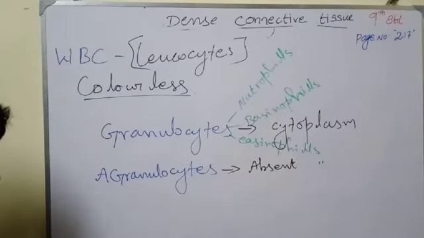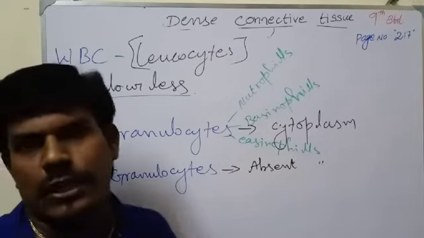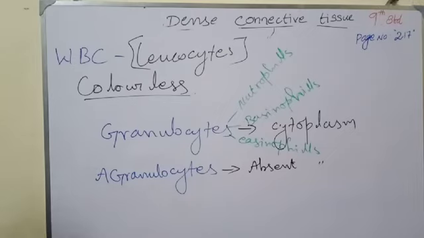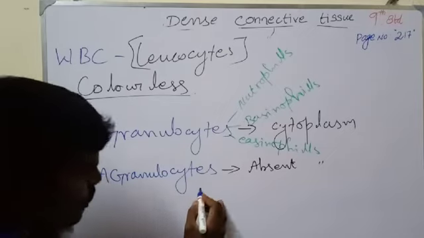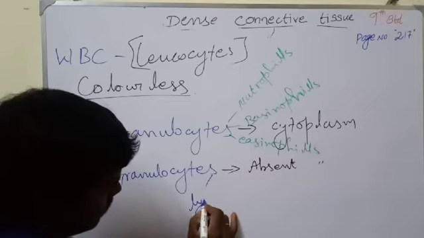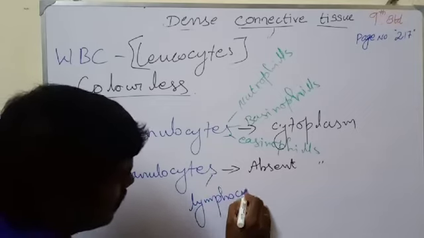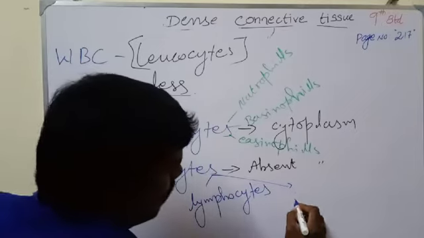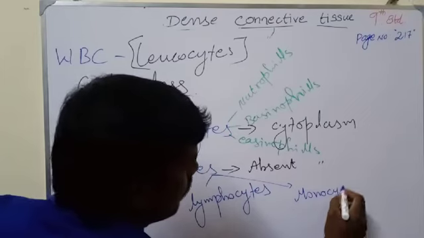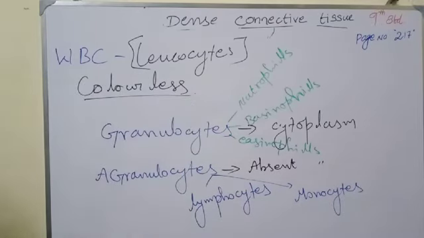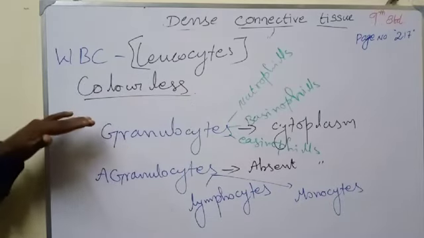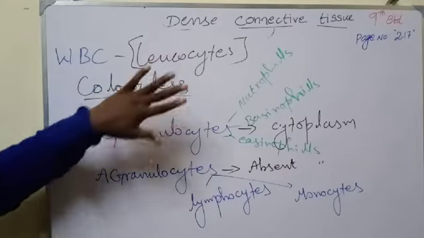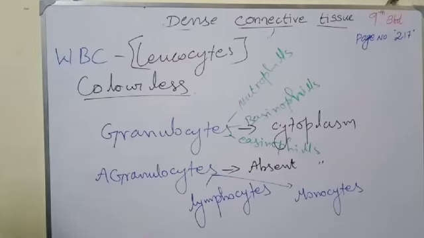And agranulocyte means absence of the cytoplasm. This is also divided into two types. What are they? Lymphocytes and monocytes. Lymphocytes have two types, and another one, monocytes. So now we have completed the fluid. What are the cells that are completed? RBC and WBC are completed. Next one, blood platelets.